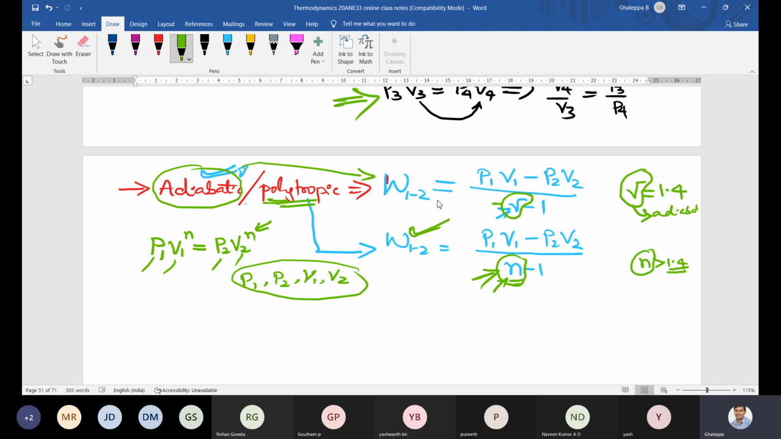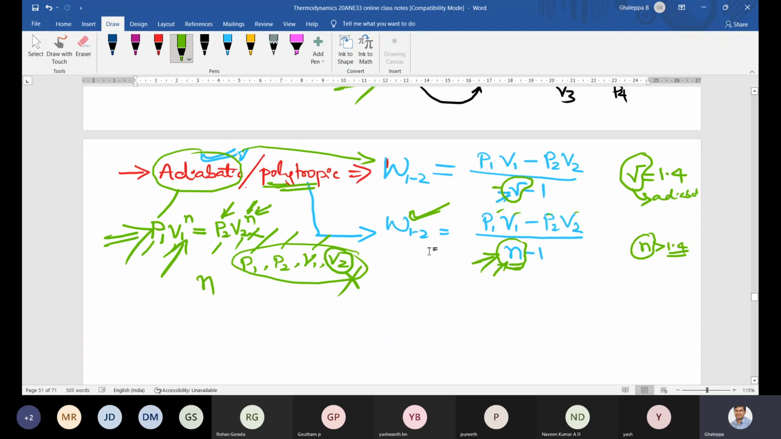Or else the n value will be given directly, P1 will be given, P2 will be given, V1 will be given, but V2 will not be given. Again, what is the procedure to calculate V2? Again, you have to use this equation. P1 will be given, V1 will be given, P2 will be given, V2 will not be given, but n will be given. So substitute here in this equation and calculate V2. Then you substitute that and all values.